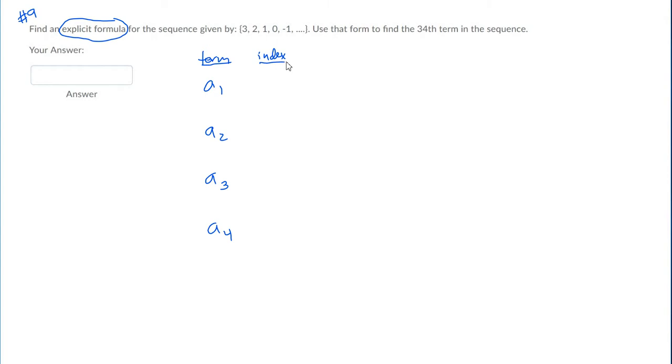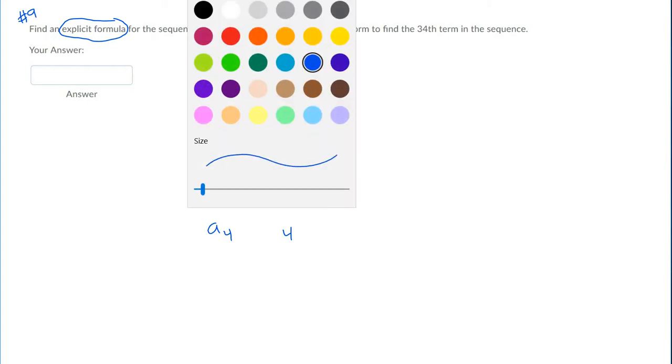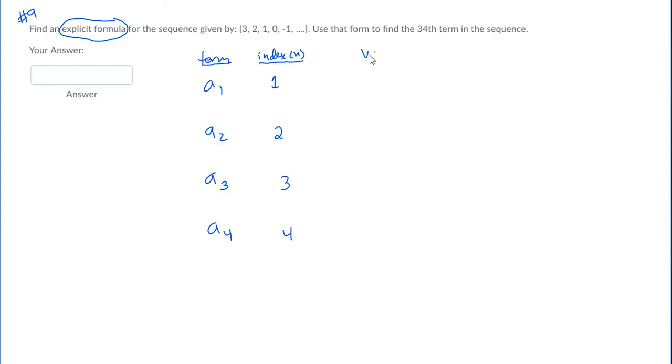So the index for the first term is 1. The index, or the n, if you like. N is 2 for the second term, 3 and 4. And now they're telling me the value that they want the term to have. So the values that they want these terms to have would be, for my first term, I want a 3. For my second term, I want to get a 2.